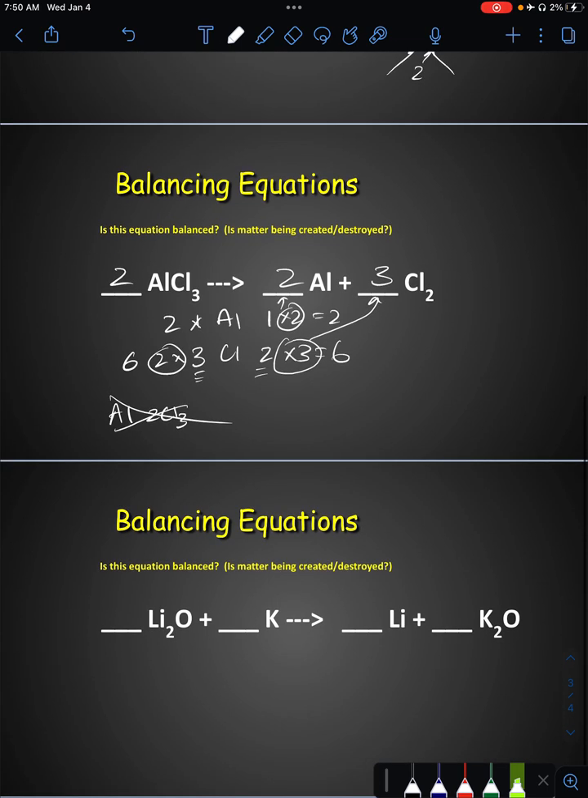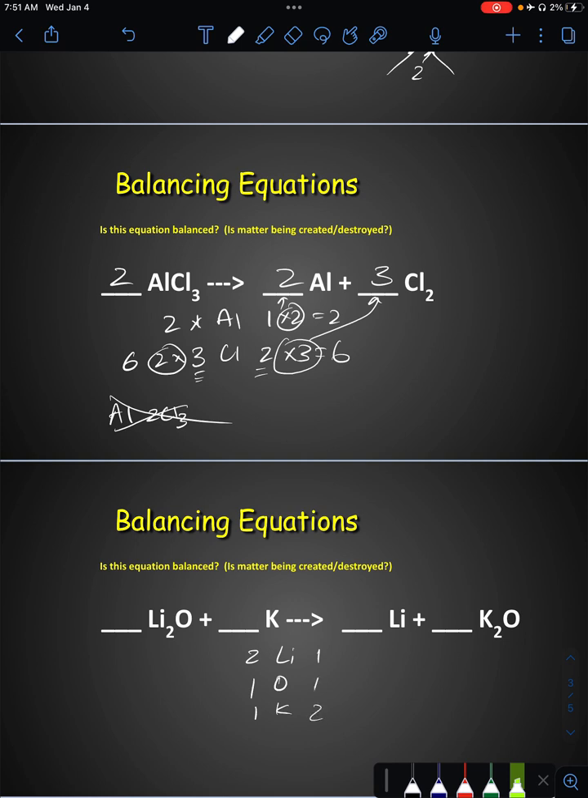Last one for you here. Li2O plus K yields Li plus K2O. So I've got 2 Li's, I've got 1 O. I've got 1 K there. I've got 1 Li over here, 1 O, and 2 Ks.